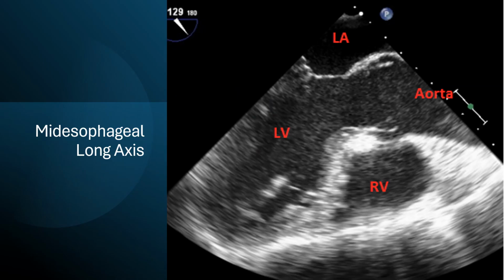This is another view in which we can evaluate the aortic valve. It is the mid-esophageal long axis view. Here we see the LA, the LV, the LVOT, the aortic valve, and the ascending aorta. Also in this view is the right ventricle, not to be confused with a pericardial effusion.